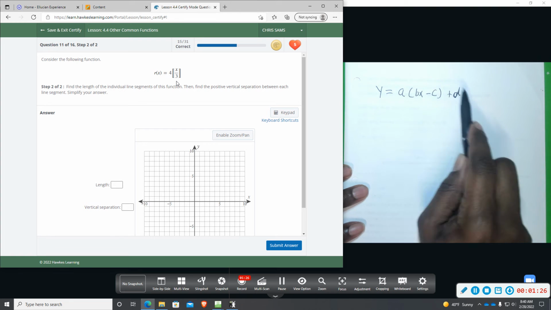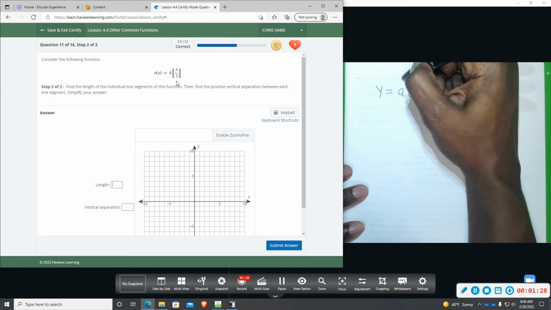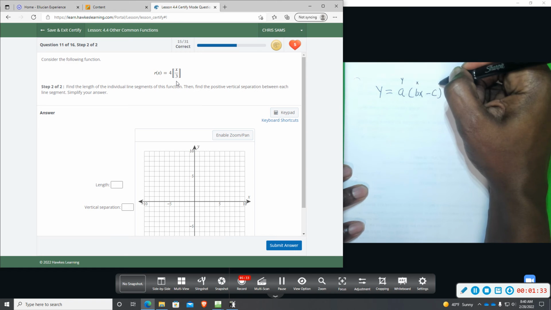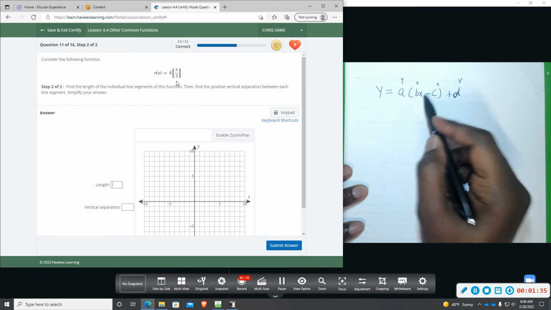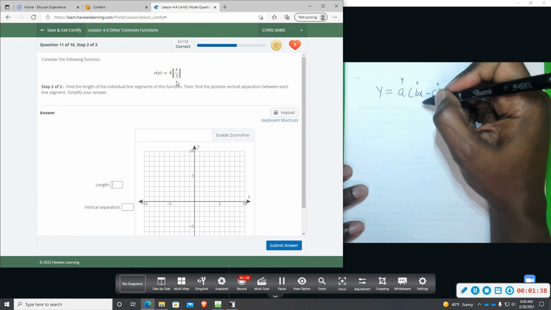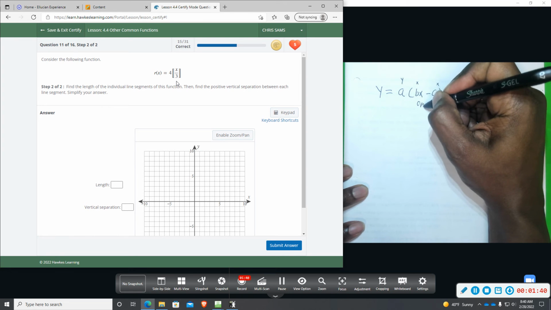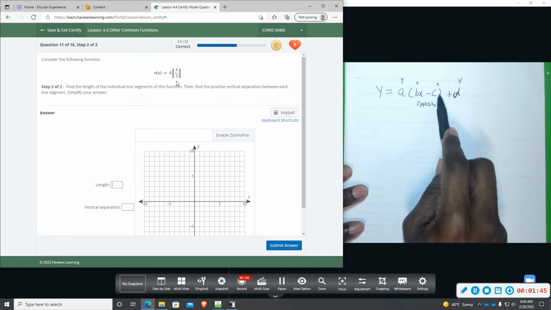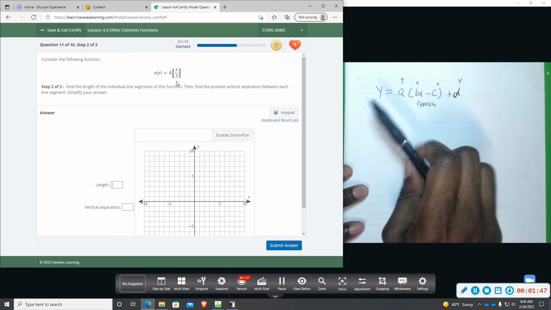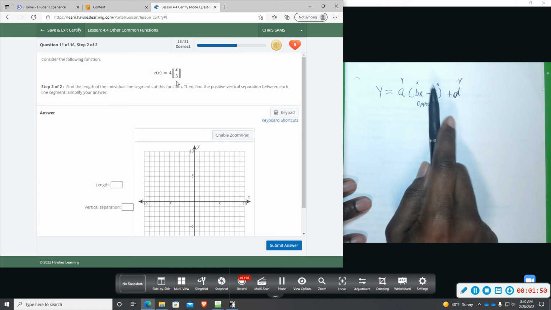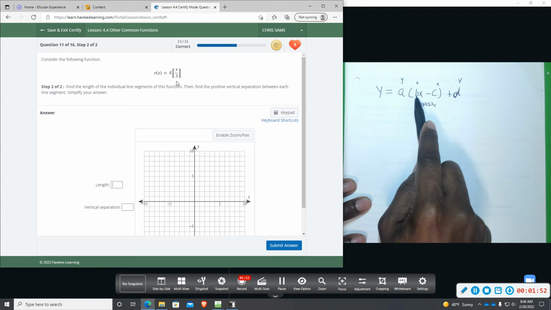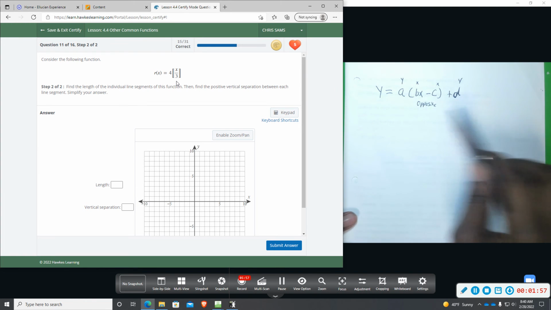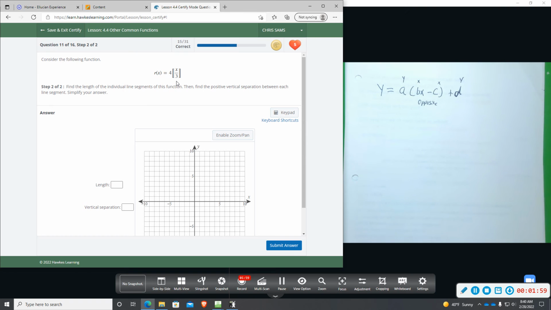The A and the D will affect the Y values, and then the B and the C will affect the X values. The ones in parentheses affect the X. Whatever is with the X does the opposite of what you see. So if you see a minus C, that means you're looking at plus, which means it's going to move it to the right. If you see a number like 2 here, you would think times 2, it's actually going to divide it by 2, like compress it. And it will work that way in all circumstances.